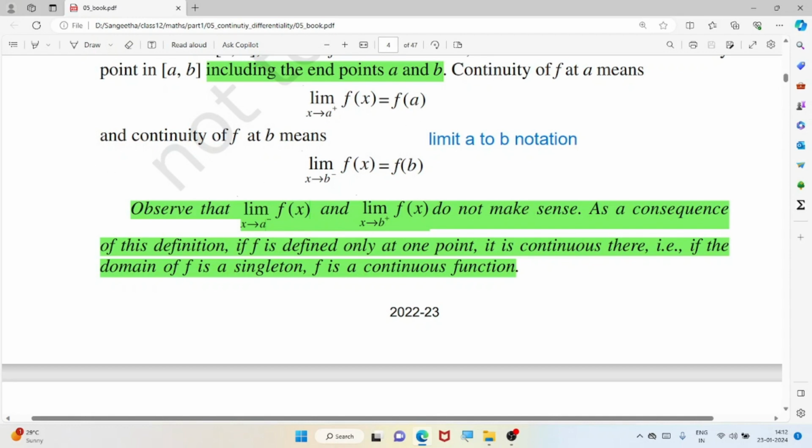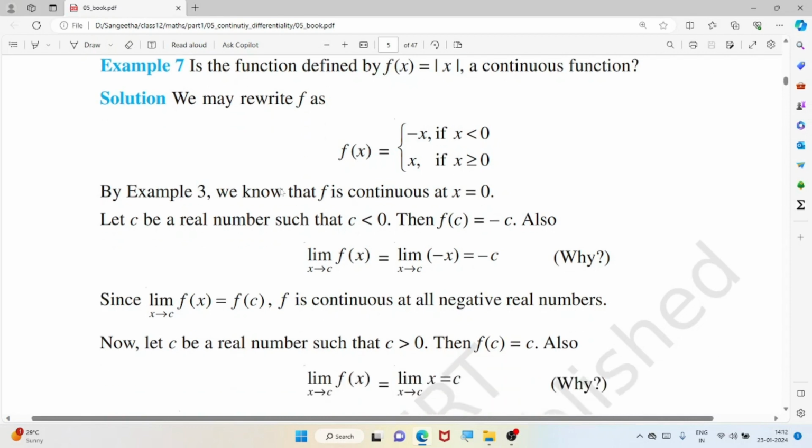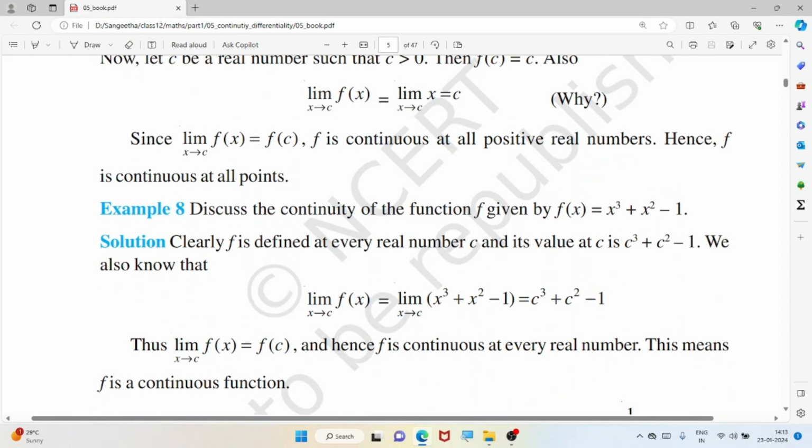This is a notation, okay, limit notation. Is the function defined by f of x equal to x a continuous function? We say that f, okay, this is the definition, for x greater than or equal to 0, is continuous for all positive elements. f is continuous all the way. We can go through it.